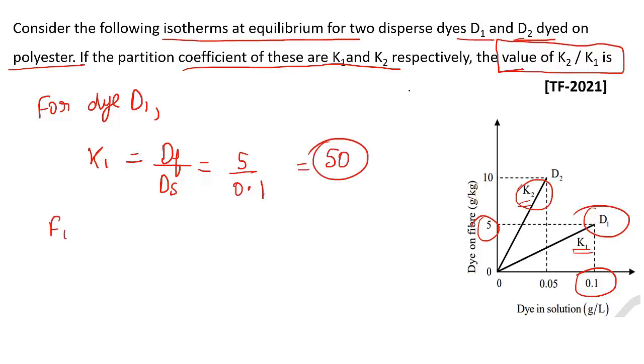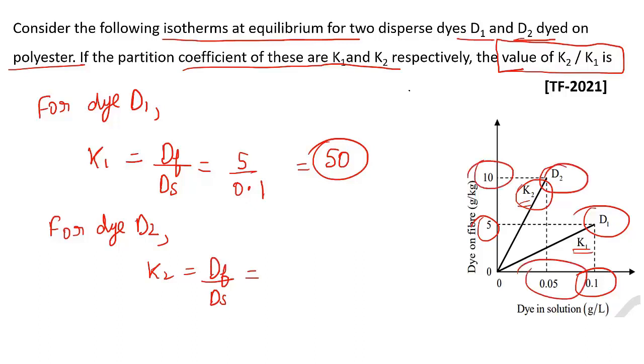And for dye D2, K2 is equal to Df upon Ds. It is the same formula, but for D2 the dye in fiber is 10 and the dye in solution is 0.05. So it will come out to be 200.